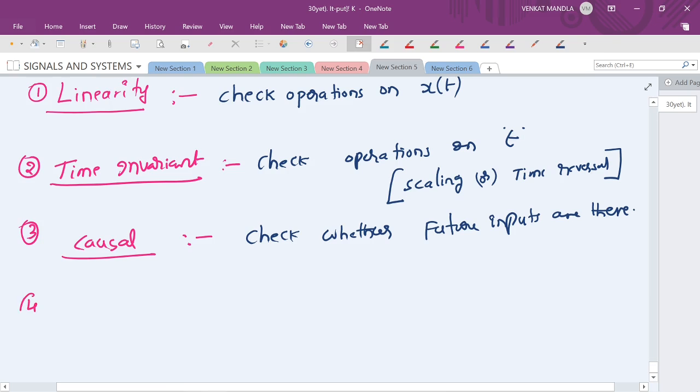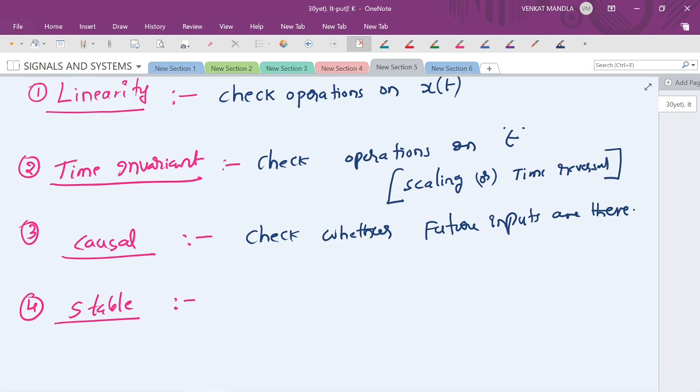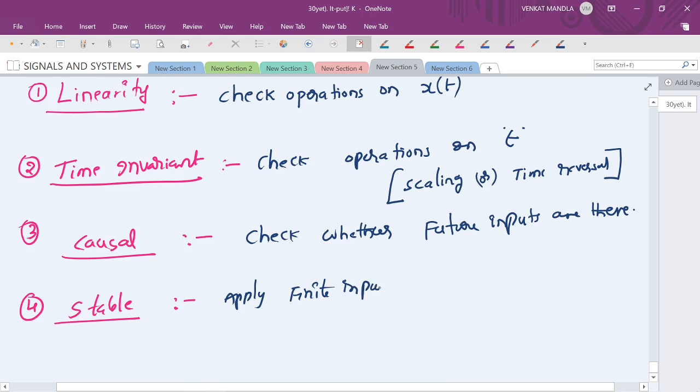Next, fourth one, stable. As usual, the procedure: apply a finite input. Check whether the output is finite or not. This we have to check. If it is finite, the system is stable. If it is not, it's unstable.